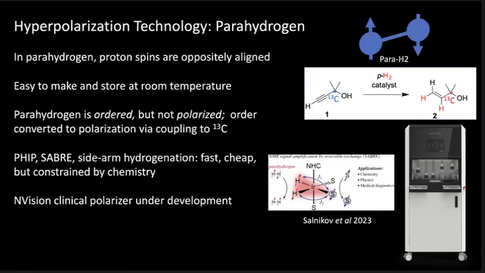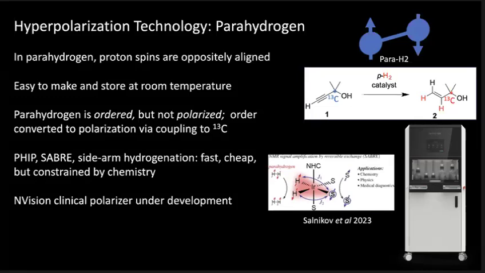Parahydrogen gas is basically the nuclear spin isomer of hydrogen that you get when you just cool the hydrogen down to about 10 or 20 Kelvin and then warm it back up. In parahydrogen, you're in the nuclear spin singlet state, meaning that the two nuclei in the hydrogen molecule are oppositely aligned. And what that means is that there's a very high degree of nuclear spin order here, although there is no polarization. This gas is wonderful because you can take it back up to room temperature.